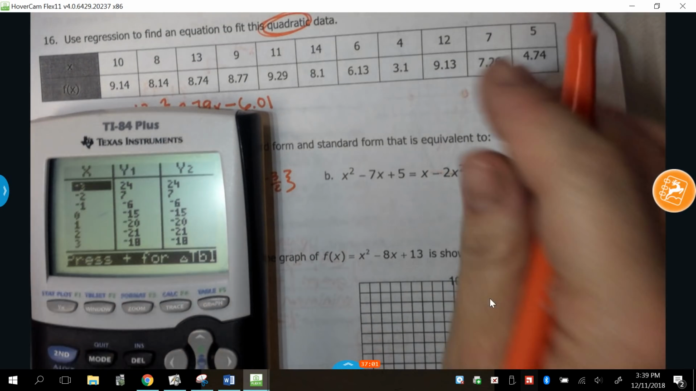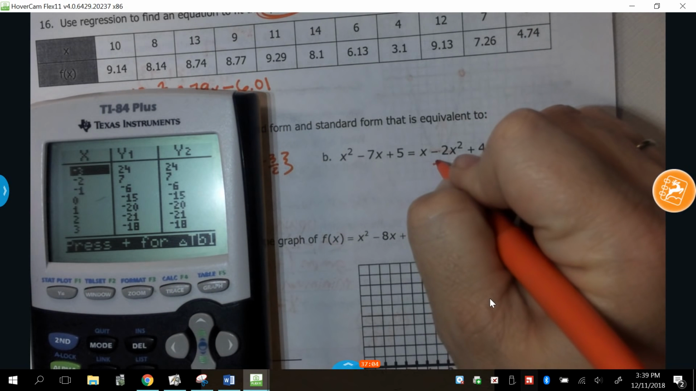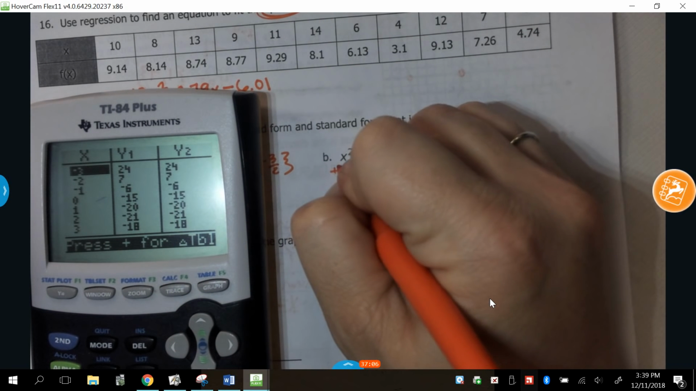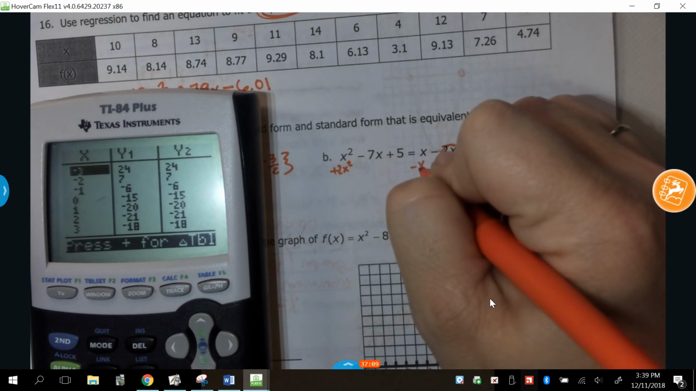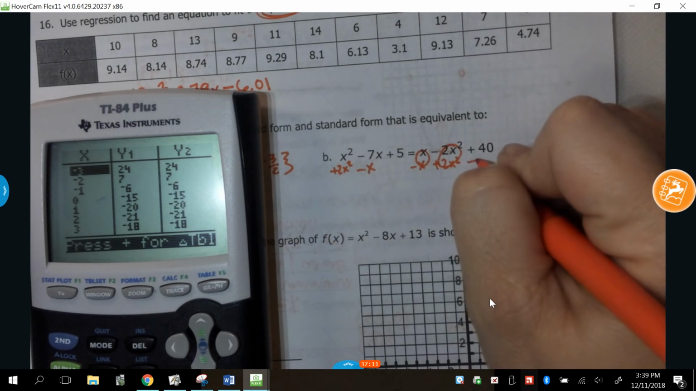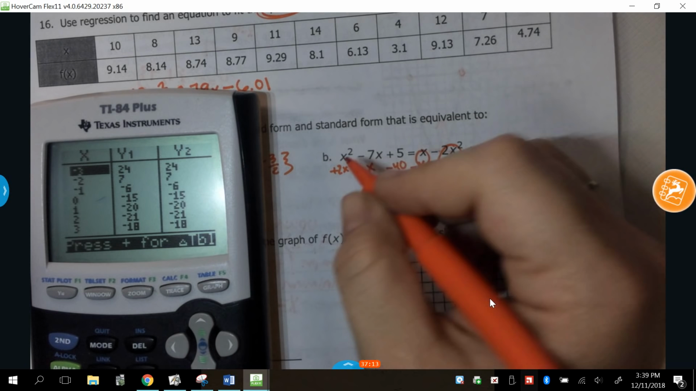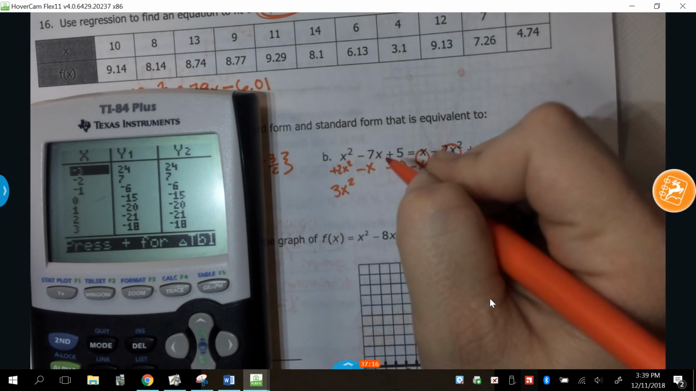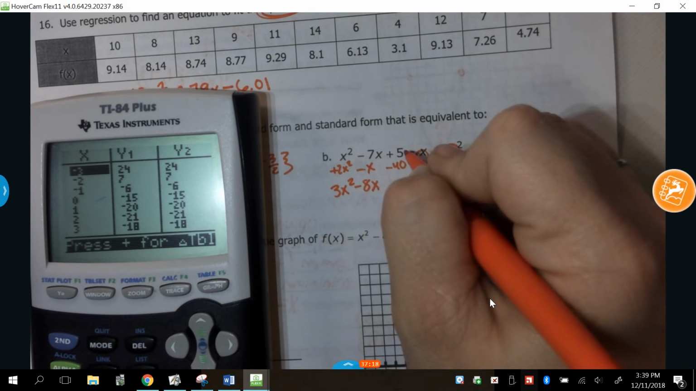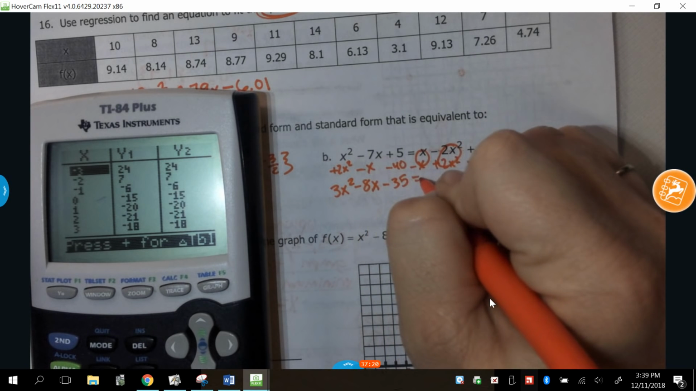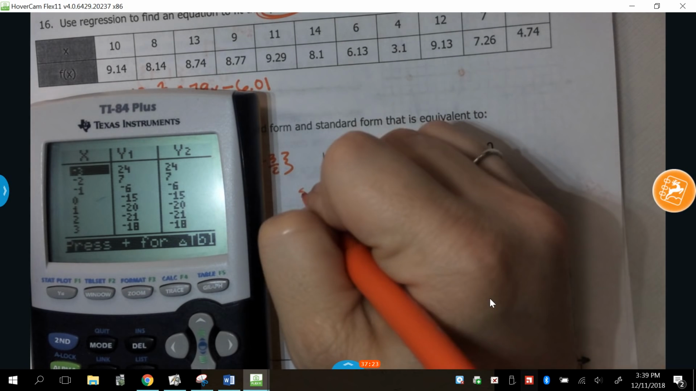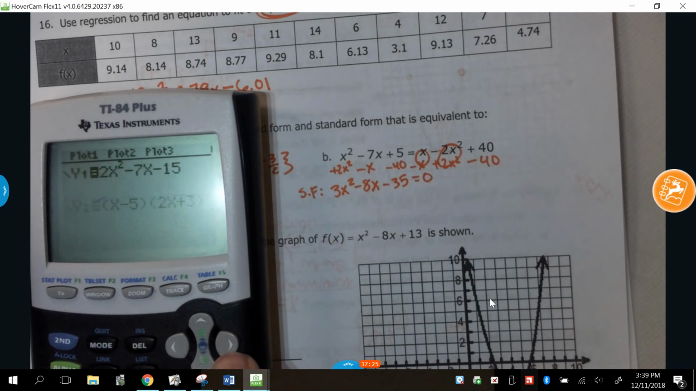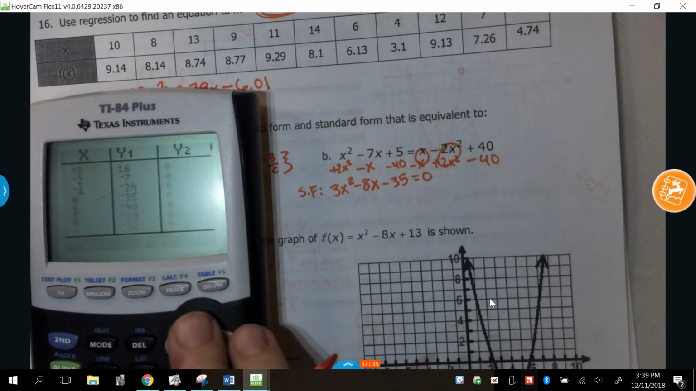So let's try this one. So plus 2x squared, plus 2x squared minus x minus 40, minus 40. So that gives me 3x squared minus 8x minus 35 equals 0. There's my standard form. So let's type that in. 3x squared minus 8x minus 35, and we'll go ahead and put 0 here. Let's find our table, see if they match.